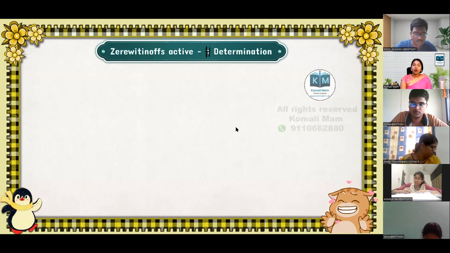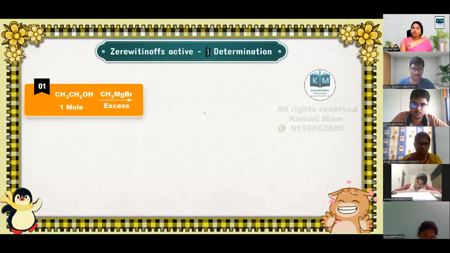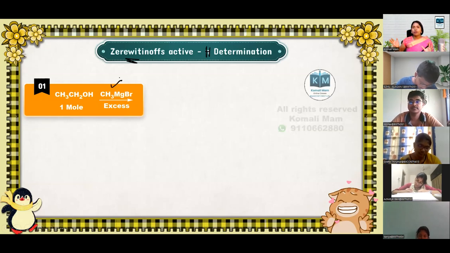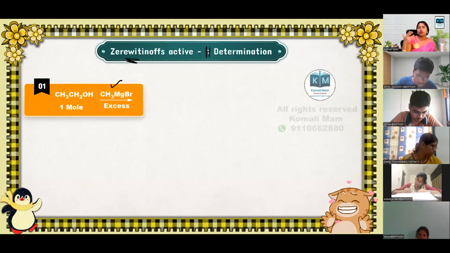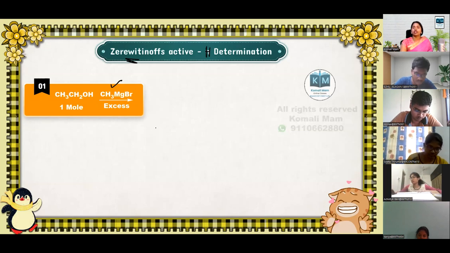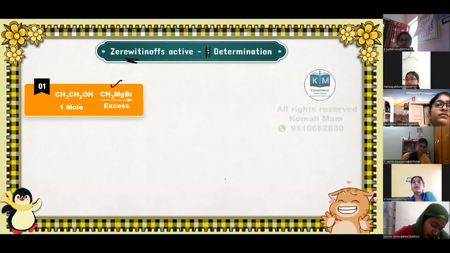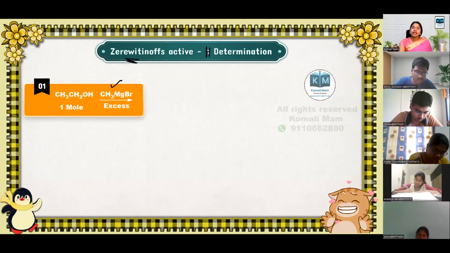What is the meaning of this derivatives active hydrogen determination? This is the name of the scientist. What he says is, take Grignard reagent in excess amount. How much? Excess, not one mole, like two mole, three mole, some moles. Take excess and treat with compounds having acidic hydrogen. For example, you are taking Grignard reagent here.